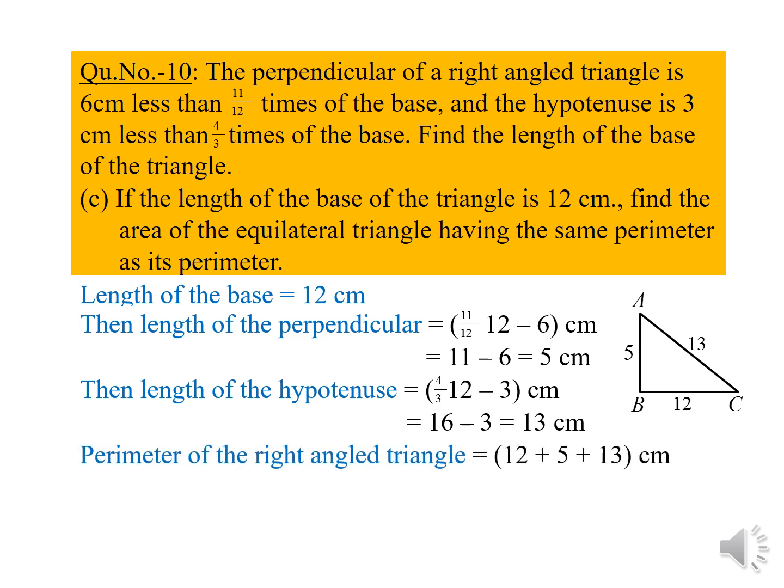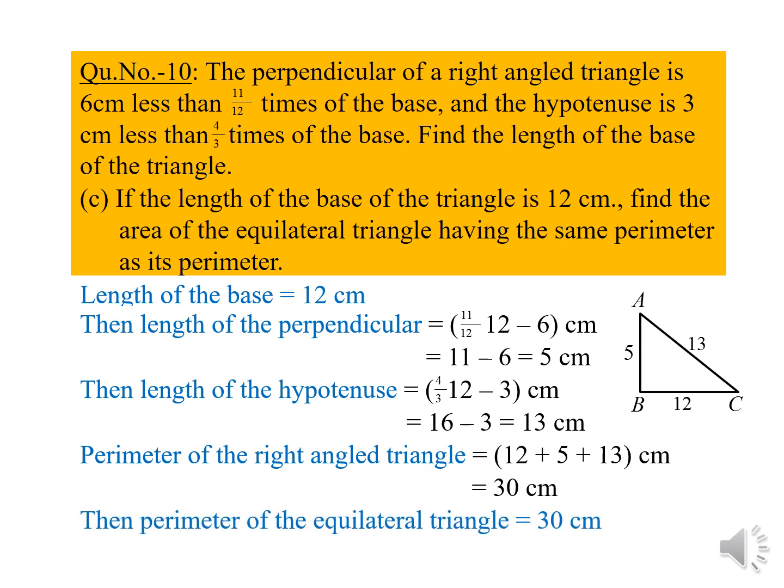Now the perimeter of the right angle triangle is equal to the sum of these three sides, that is 12 + 5 + 13 = 30 centimeter. So therefore in the question it is given that the perimeter of the equilateral triangle is equal to the perimeter of the right angle triangle. So therefore the perimeter of the equilateral triangle is also 30 centimeter.